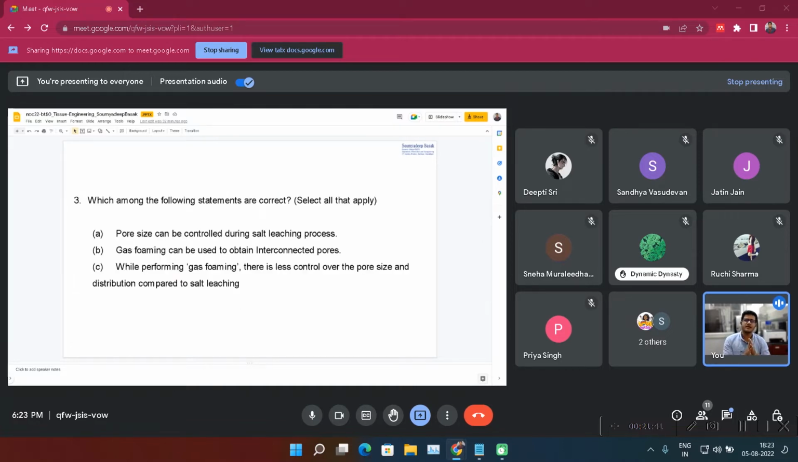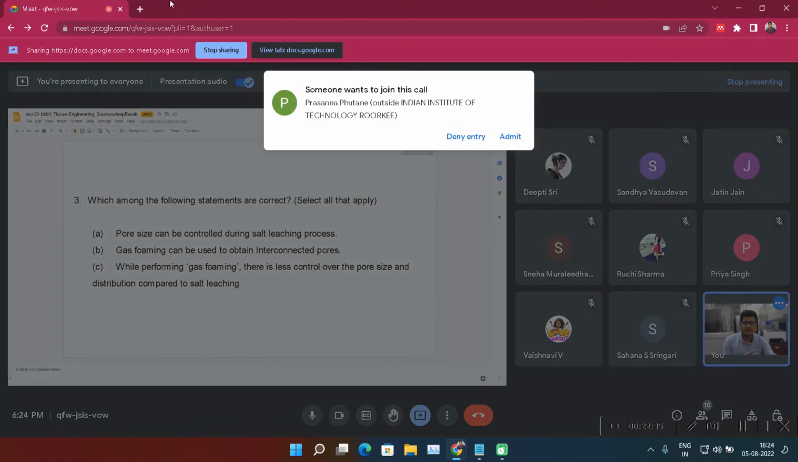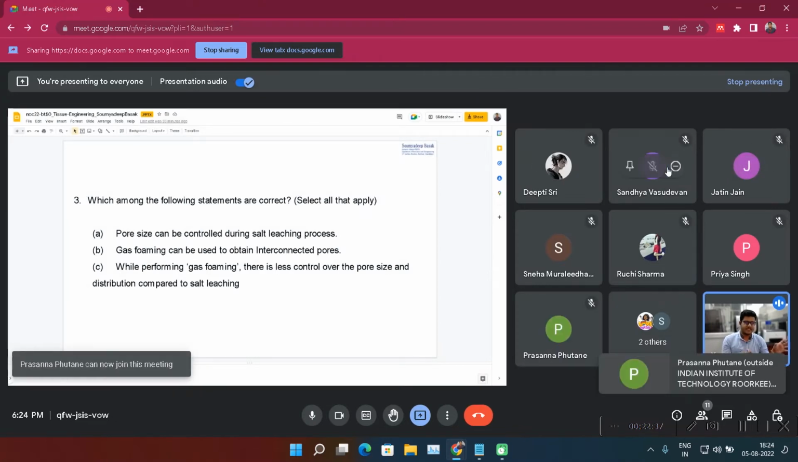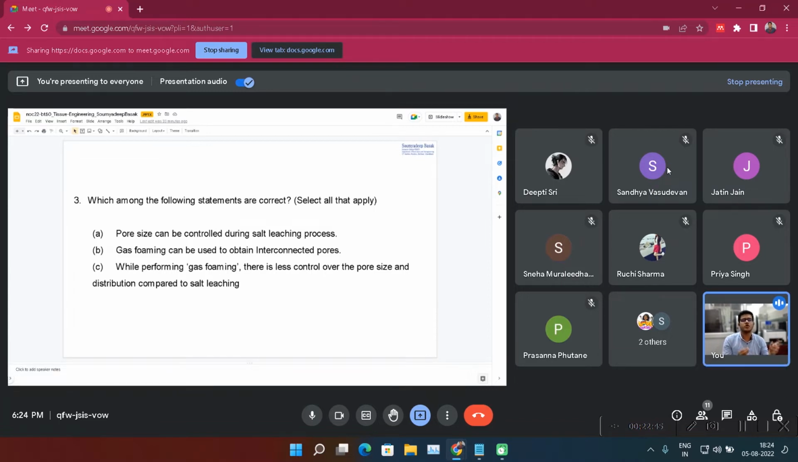Okay, let's go to the next question. Which of the following statements are correct? Select all that apply. The options are: A, pore size can be controlled during the salt leaching process. B, gas foaming can be used to obtain interconnected pores. C, while performing gas foaming, there is less control over the pore size and distribution compared to salt leaching.